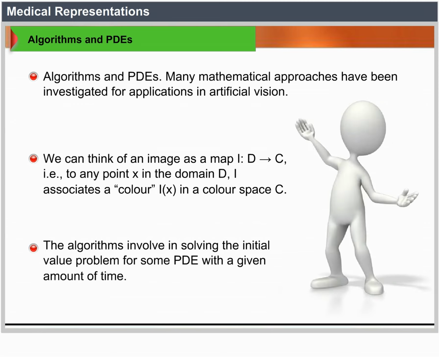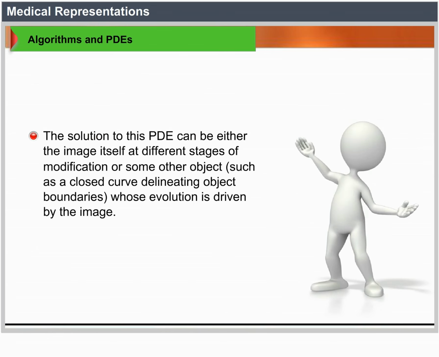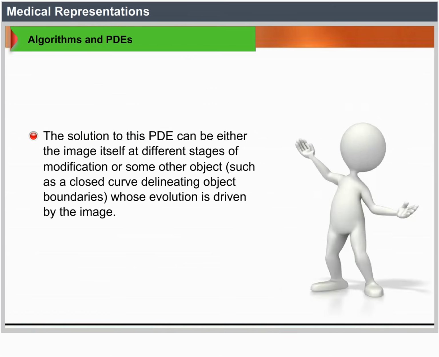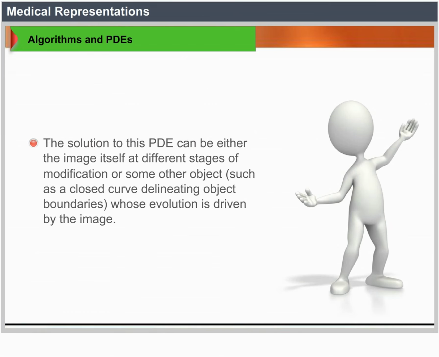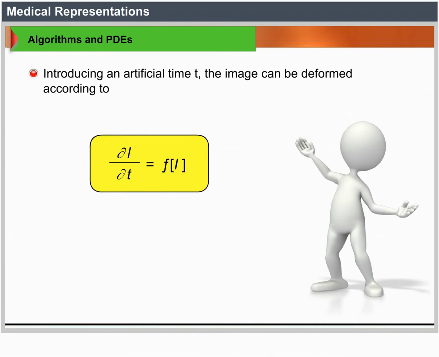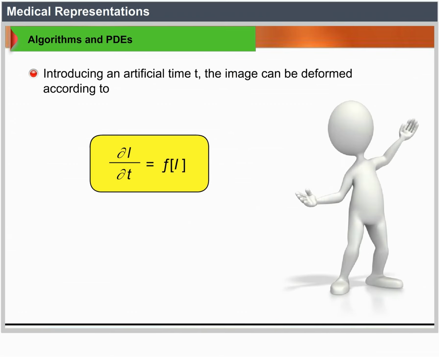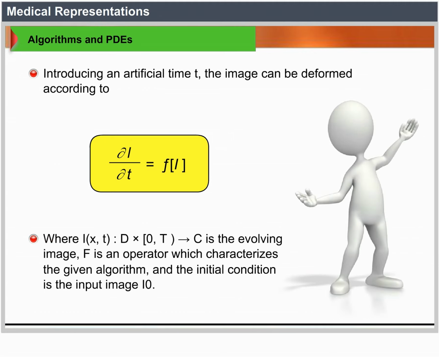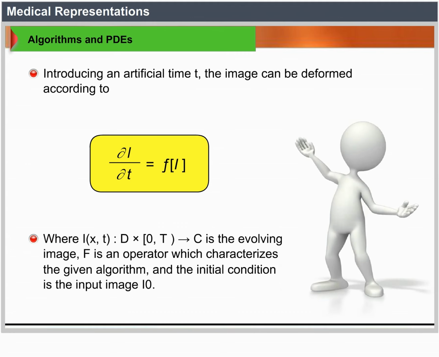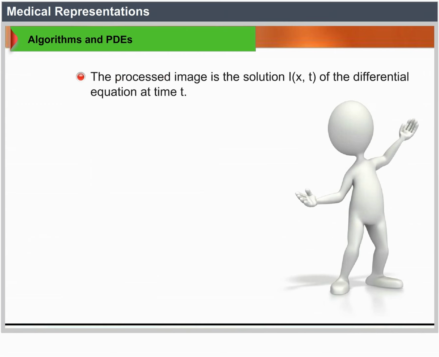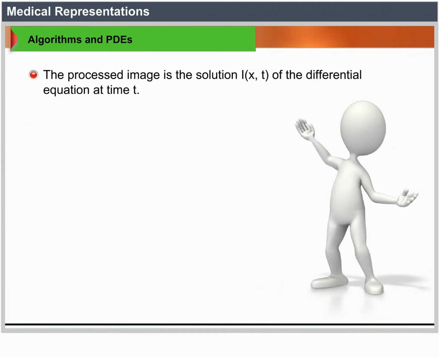The solution to this PDE can be either the image itself at different stages of modification or some other object whose evolution is driven by the image. Introducing an artificial time t, the image can be deformed according to ∂I/∂t = F(I), where I(x, t) is the evolving image. F is an operator which characterizes the given algorithm, and the initial condition is the input image I0. The processed image is the solution I(x, t) of the differential equation at time t.